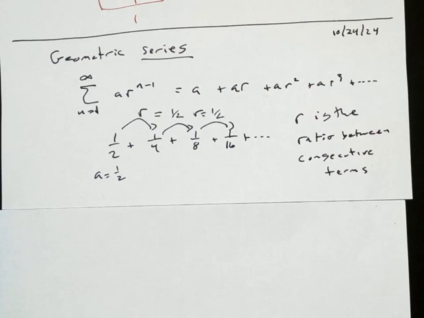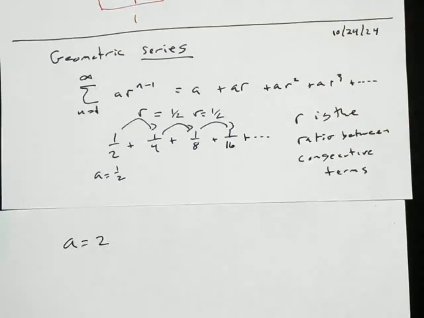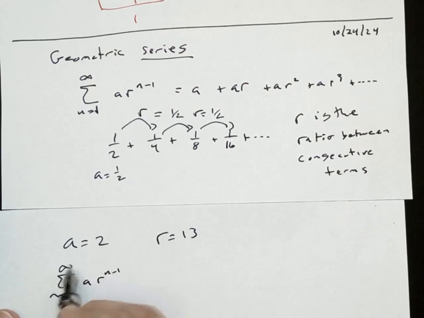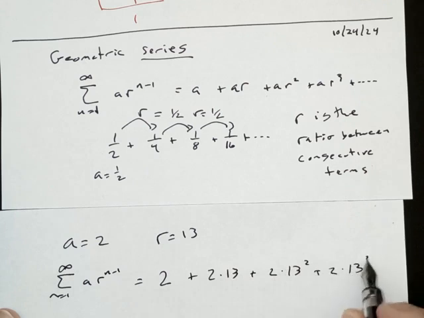So somebody pick a number. Any number. Okay. So if I let A equal 2, somebody else give me another number. 13. That's going to get really big really quick, isn't it? Right? So I would have the sum of a r to the n minus 1, n equals 1 to infinity, would look like 2 plus 2 times 13 plus 2 times 13 squared plus 2 times 13 cubed, and so on.